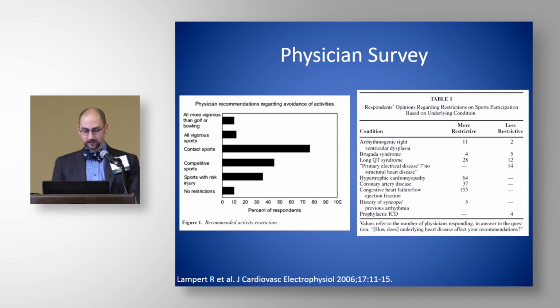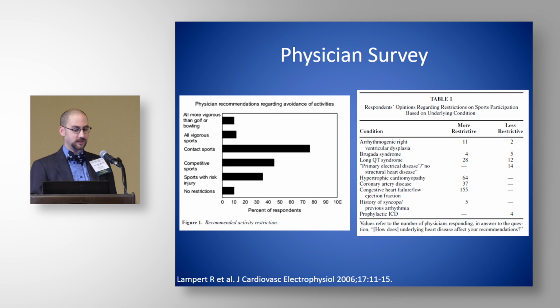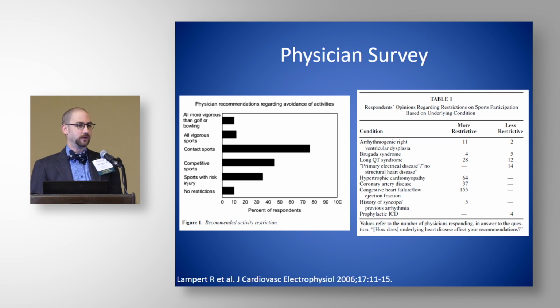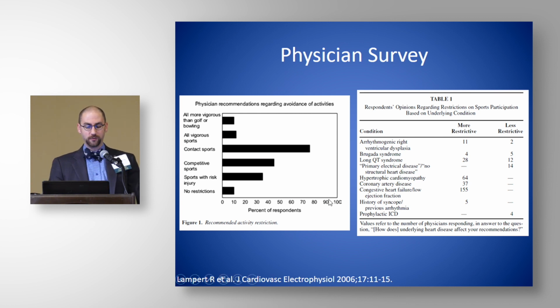Rachel Lampert is really the main driver in this field and has done a lot of great work. She started back in 2006 with a survey looking at what heart rhythm doctors are allowing their athletes with ICDs to actually do. And what you can see here, I don't like a lot of the graphs that she uses, so I'm going to try and explain this here. So this is telling people to avoid activities. So not allowing them, but the opposite of avoiding.